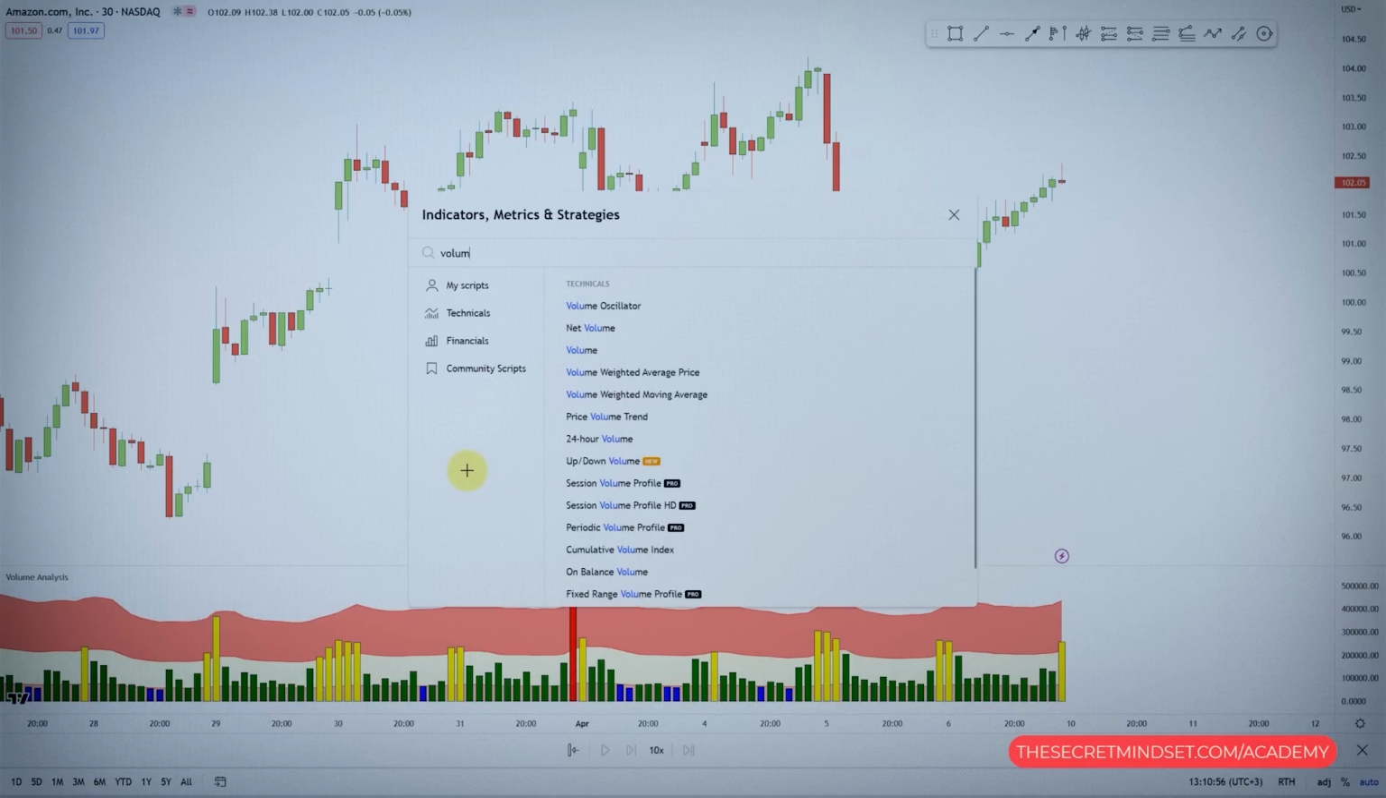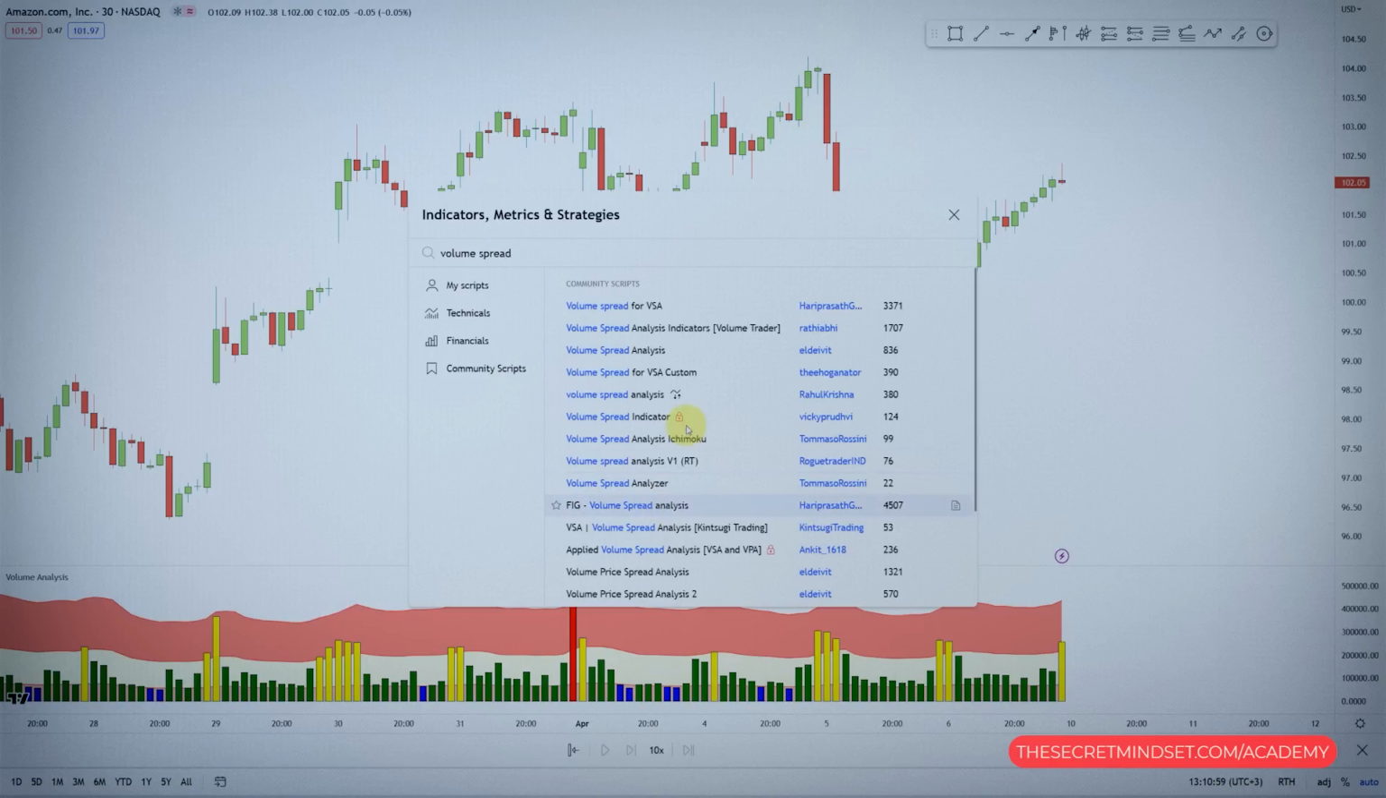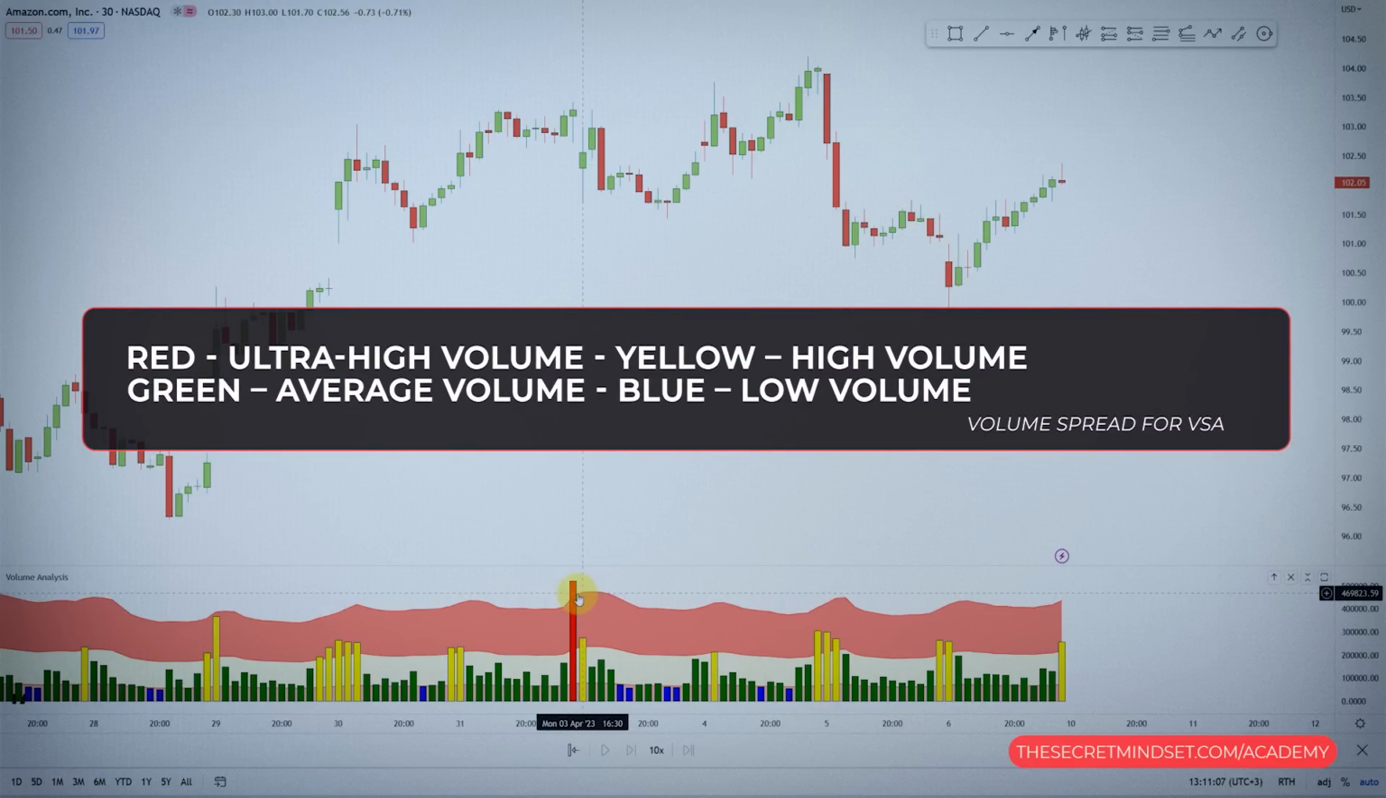This indicator tells you whether the volume is ultra high, high, low, or average. It's called the volume spread for VSA. It's very easy to read volume using it. Red means ultra high volume. Yellow means high volume. Green is average volume. And blue is low volume.